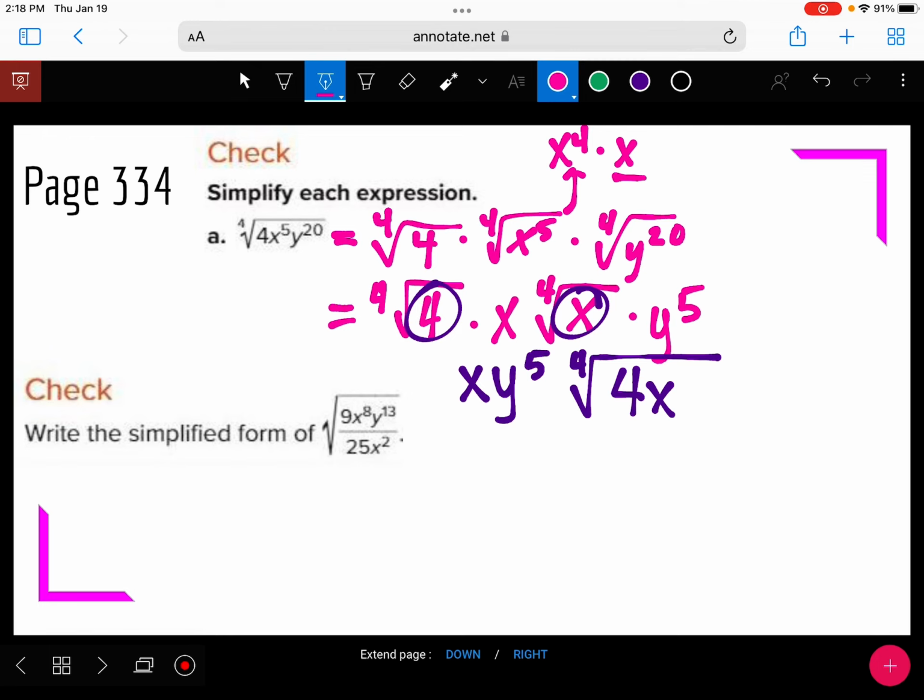Same general process. This one's got a lot of pieces, so if it helps, break it apart. Square root of x to the 8 is, okay, square root of y to the 13. This one just had two little pieces, and we could see they were both perfect squares. You don't have to break it apart. If it works for your brain, we're cool. So then we're going to do all these pieces.